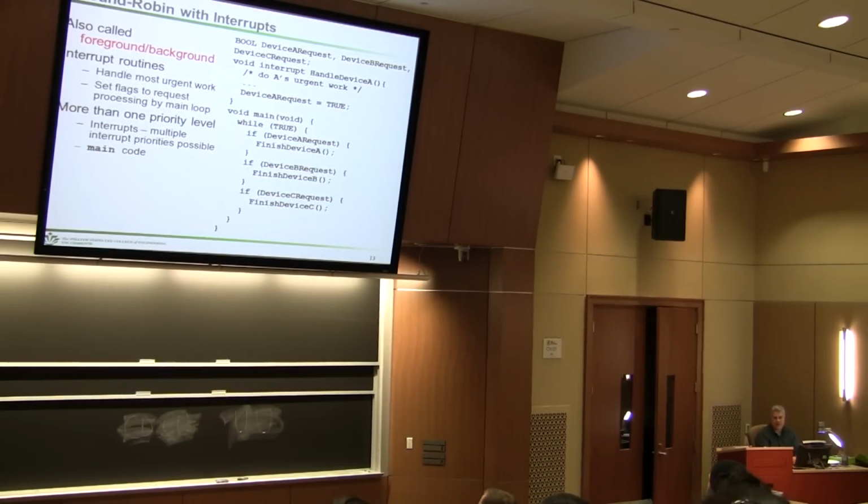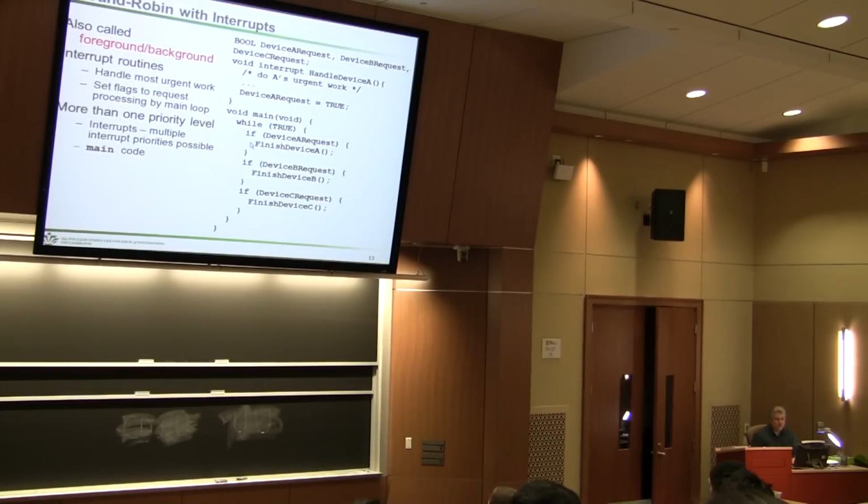So the difference, or maybe a combination of these two, is what we call round robin with interrupts. What you can do is have an interrupt handler that, if it comes along, will actually say, now it is time to service me. That's what this line right here says: when an interrupt for device A occurs, all it does is set a flag. Then within a larger loop, it says, oh yeah, if device A is supposed to be worked on, then do it and finish it.